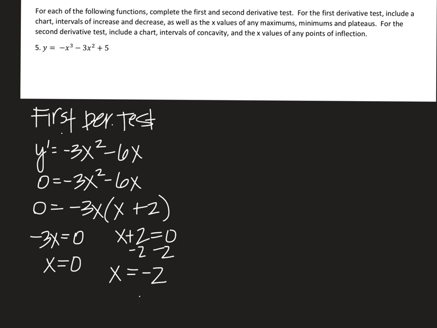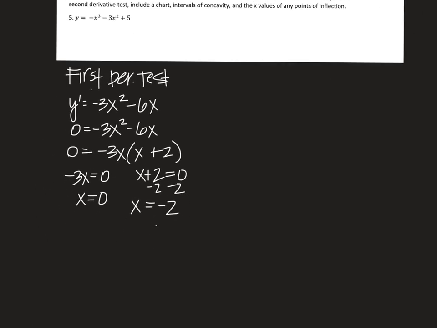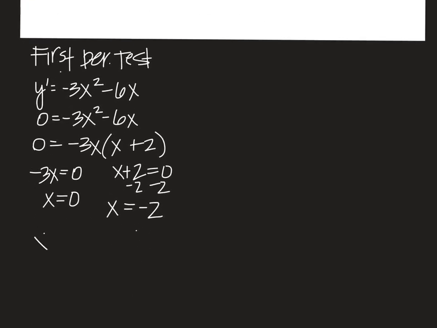So from here, what I'm going to do is create my first derivative chart. What that's going to look like is I have x and f prime of x. And then I'll have negative 2 and 0. Across from each of those, I'm going to put a 0 because the value of the derivative at those two x values is 0. And we know that because we found these values by setting the derivative equal to 0.